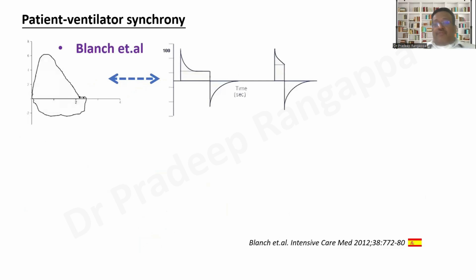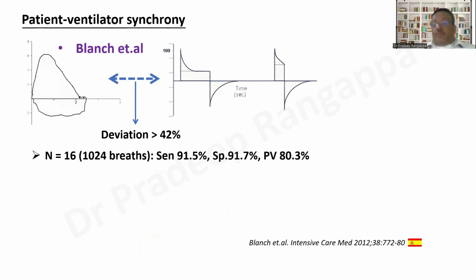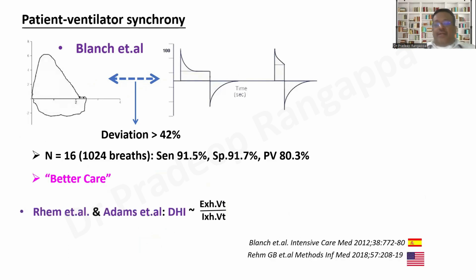This was another study by France where they showed there was a lot of divergence between the flow time and the flow volume loops. There was a deviation of more than 42%, which means there was a dysynchrony prevailing. In 16 breaths they assessed, and the sensitivity and specificity was very good. And Better Care is the AI software that is incorporated into certain ventilators, which sorts out all this dysynchrony and asynchrony problem. And this is where we are heading.